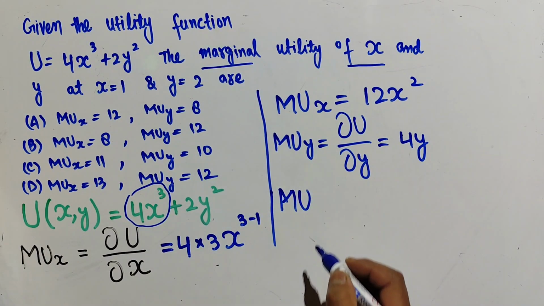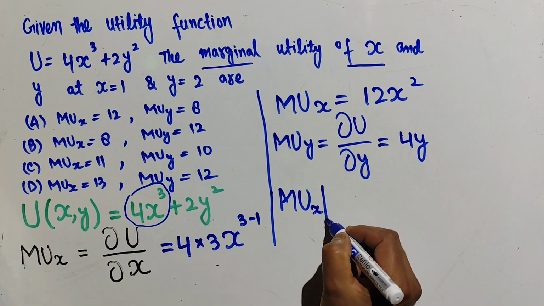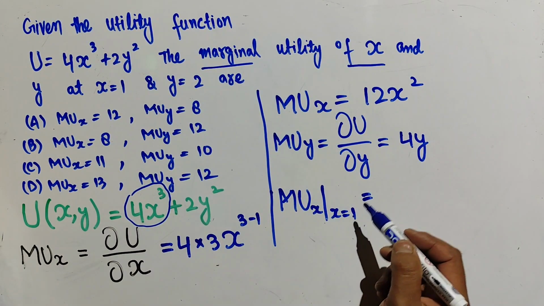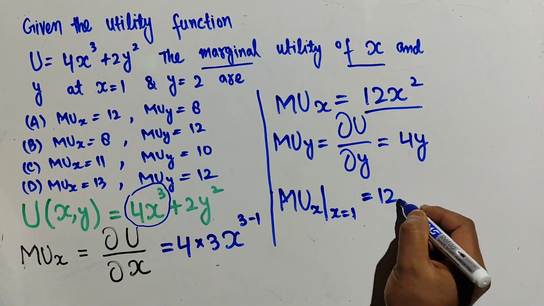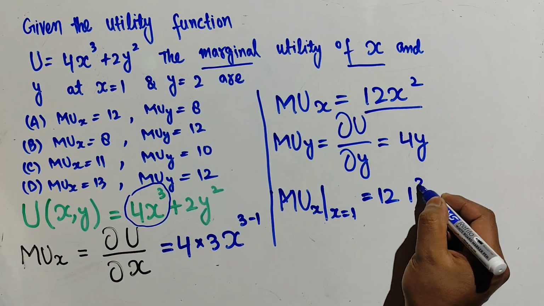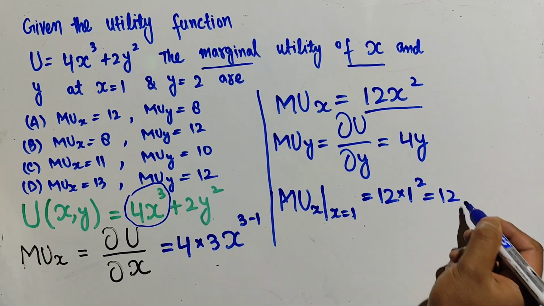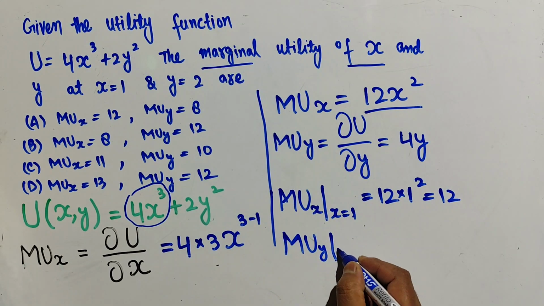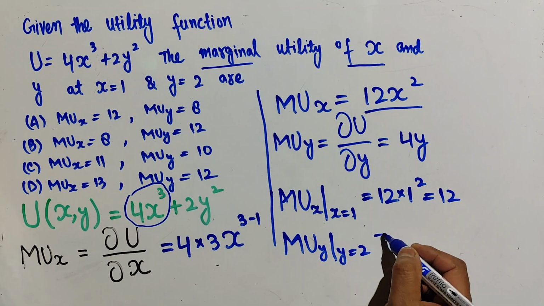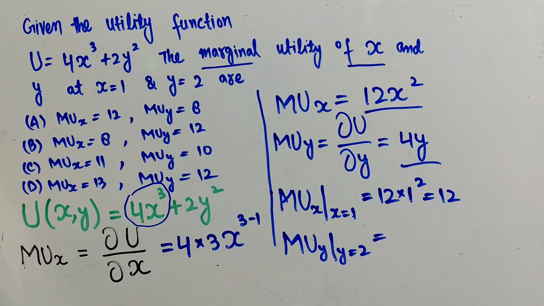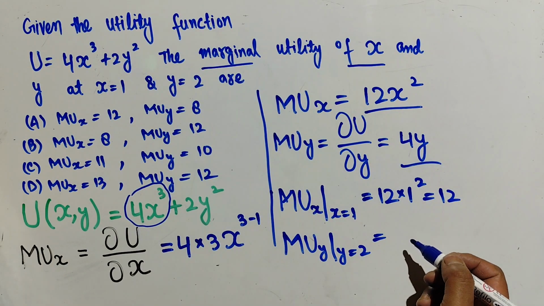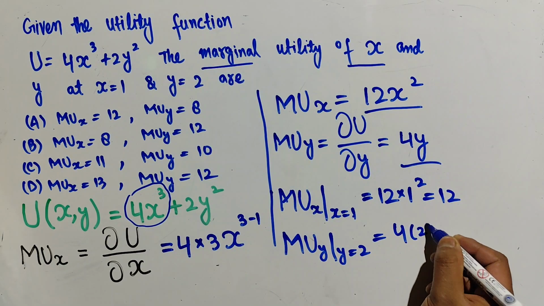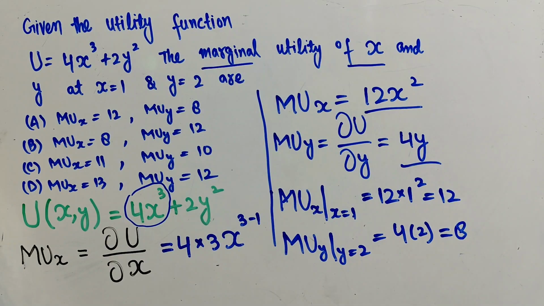Now what is the marginal utility of good x when x is equal to 1? Simply plug x is equal to 1 in this function, so we have 12 into 1 square. This comes out to be 12. And the marginal utility of good y when y is equal to 2, simply plug the value of y here. So we have 4 into 2, which comes out to be 8.